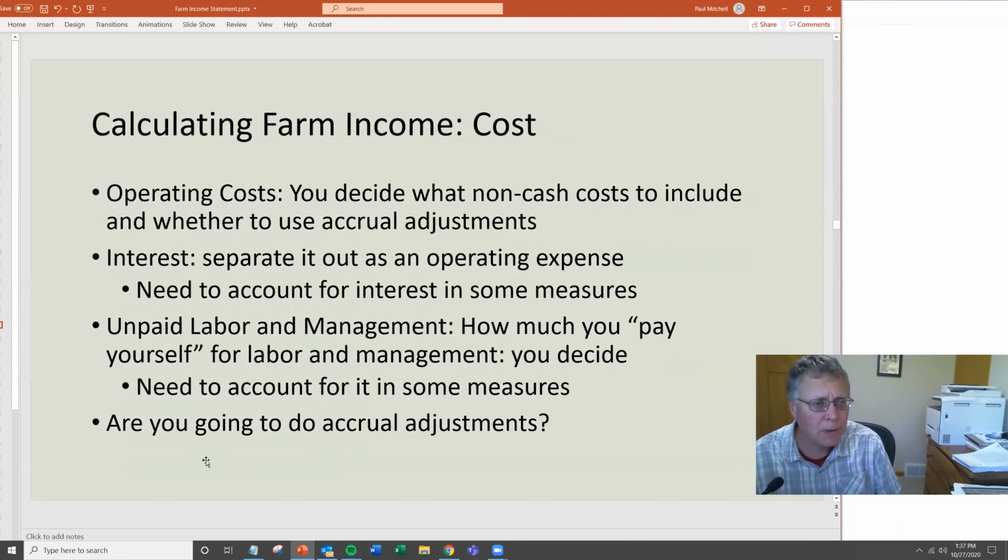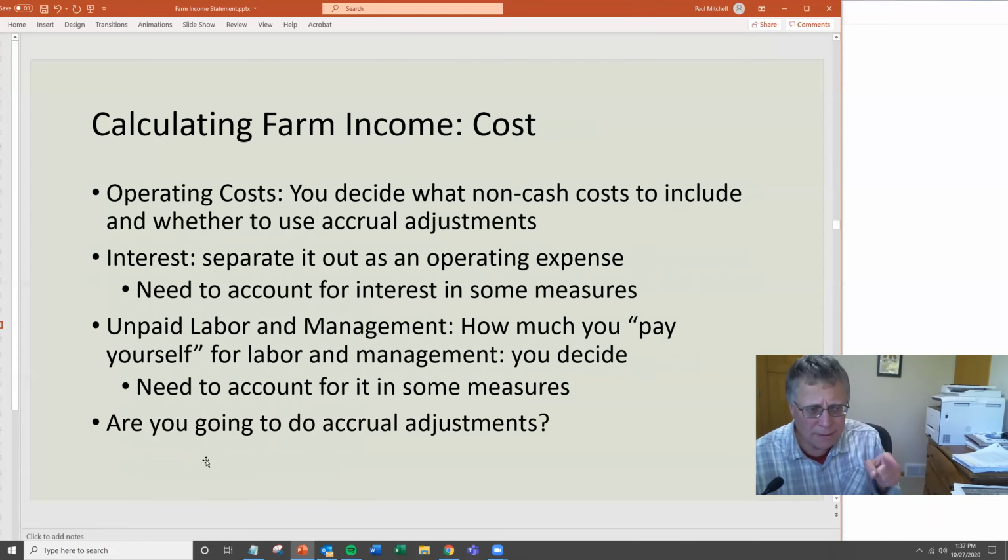It's up to you. Same with the costs. You have to decide what non-cash costs to include or how to include them. Do you want to include depreciation, for example? How you decide. And again, do you want to do accrual adjustments? Again, it's a discussion with you and your tax or accounting person.